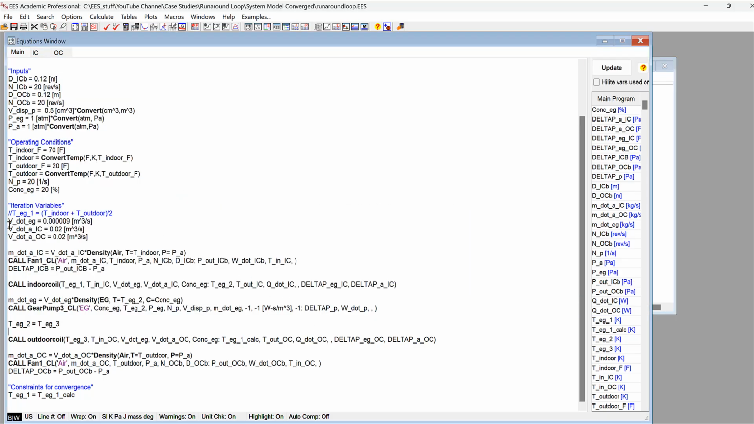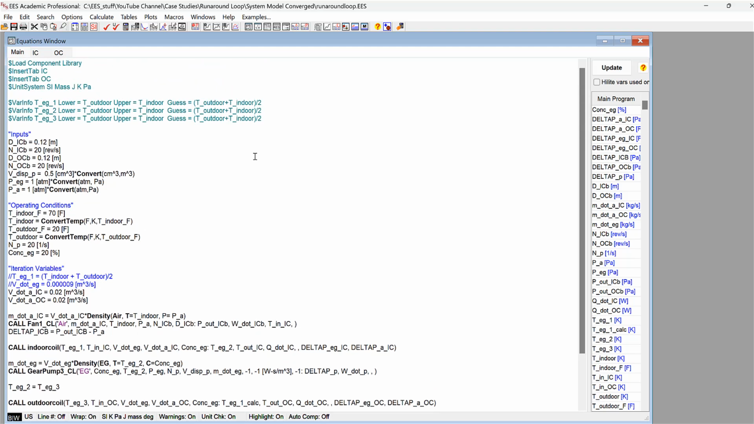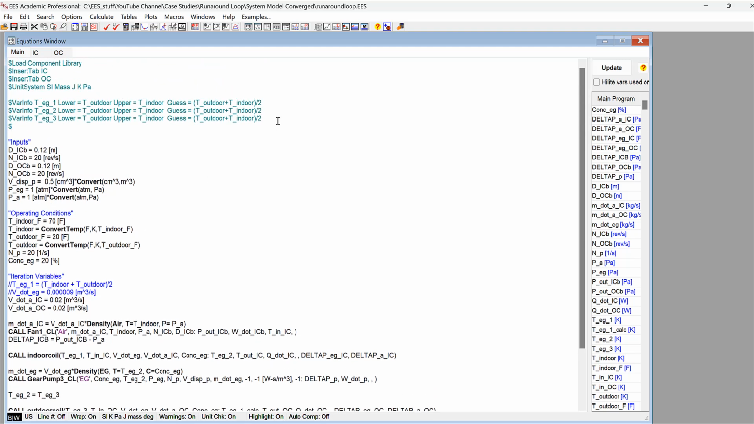So it doesn't probably matter which one, but I'm going to iterate on the volumetric flow rate of the ethylene glycol. So up here, I'm going to add another $var info. V dot ethylene glycol has to be between lower of 0 and upper of, I don't know, 1, let's say, meters cubed per second. And the guess can be what the guess is now, which is 0.00009.